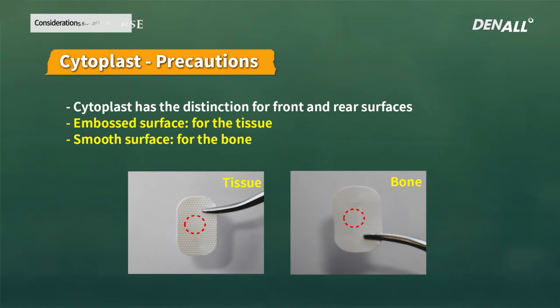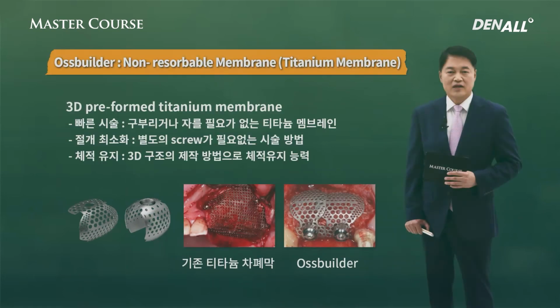Precautions when you use Cytoplast. The embossed surface is in contact with the wound and it stabilizes the wound, so the embossed surface needs to be towards the tissue and the smooth surface needs to be towards the bone.